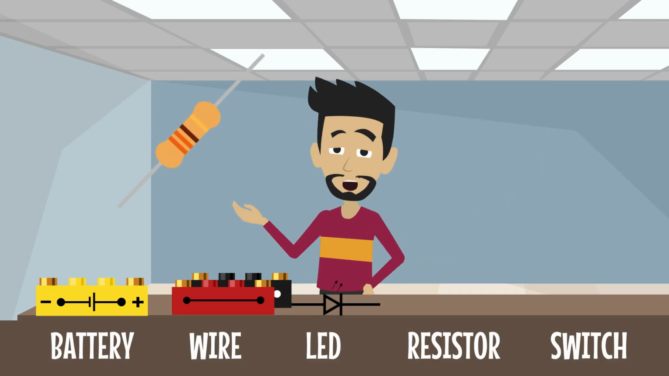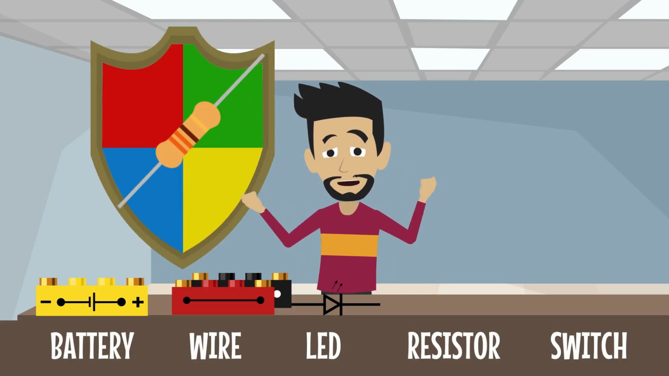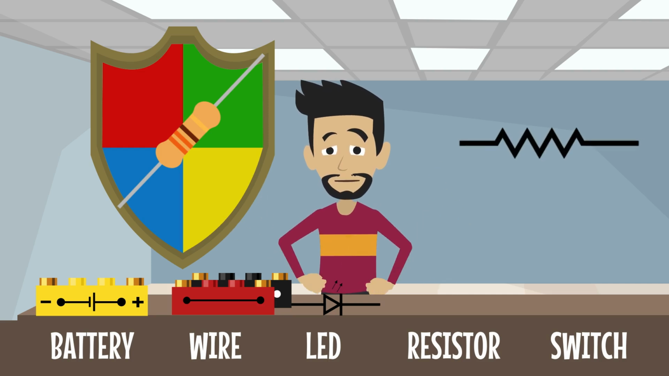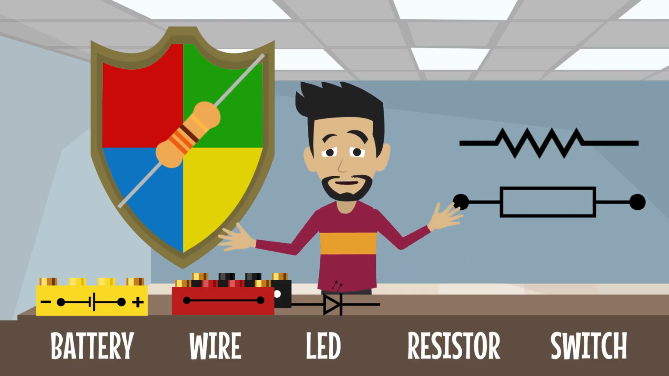Resistors make sure everything's running with the right amount of power. They protect our components and make sure everything is working properly. The traditional symbol for a resistor is a zigzag line. You might also see the newer international symbol for resistors, which is just a rectangular box.